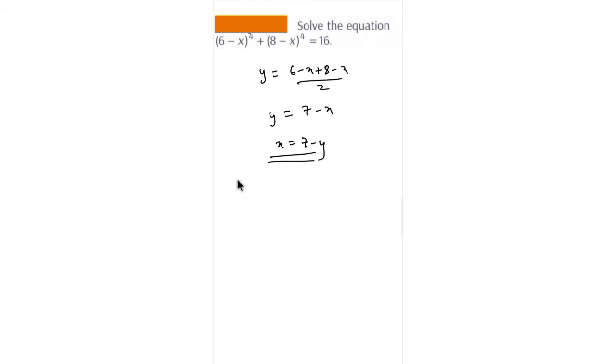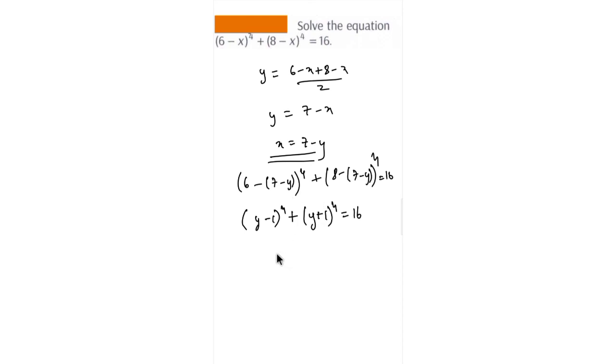So it transforms into this way: (6 minus (7 minus y)) whole power 4 plus (8 minus (7 minus y)) whole power 4 is equal to 16. So it's minus 1 plus y, so it's (y minus 1) whole power 4, and here you get y plus 1, isn't it? This is (y plus 1) whole power 4 is equal to 16. So we have got it into this form. You can find various terms that are going to be cancelled, and finally you'll be left with a very simple equation: y power 4 plus 6y square minus 7 is equal to 0.